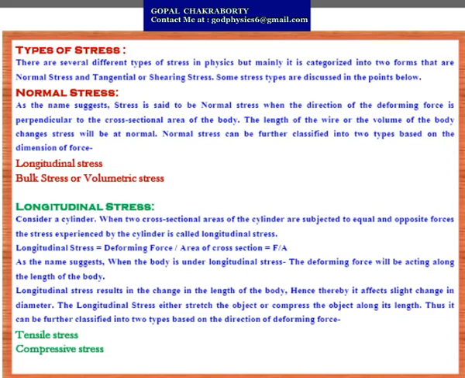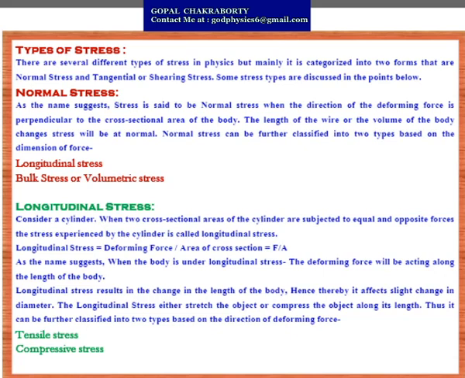So what is longitudinal stress? Consider a cylinder. When the two cross-sectional areas of the cylinder are subjected to equal and opposite forces, the stress experienced by the cylinder is called longitudinal stress. Longitudinal stress is equal to the deforming force per unit area, that is F by A. Longitudinal stress results in a change in the length of the body, and thereby causes a slight change in the diameter. It either stretches or compresses the object along its length.